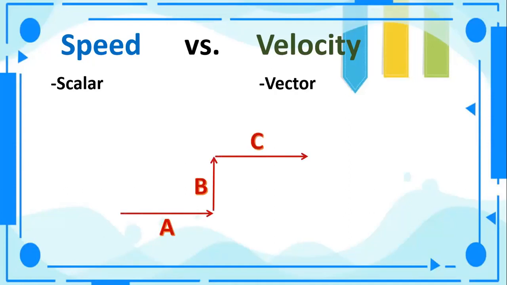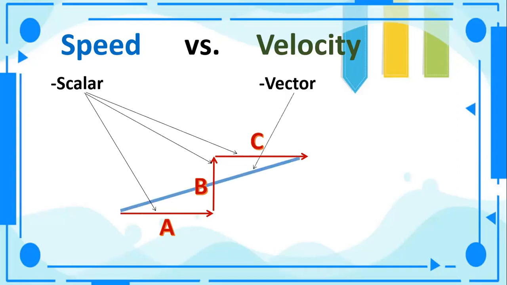Secondly, the speed is represented by a straight line, either horizontal or vertical, or simply referred to as distance traveled by an object in unit time. On the other hand, velocity is represented by a slanting line, which represents the displacement traveled by a body or object in unit time.